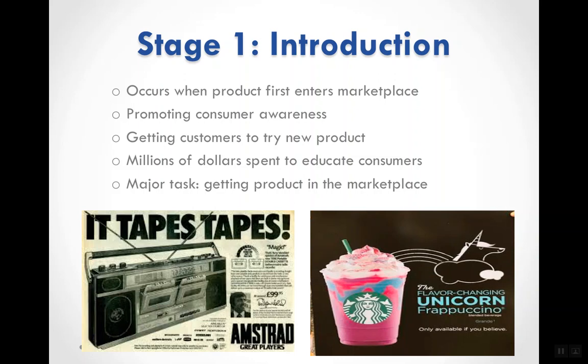The first stage of the product life cycle is the introduction stage. It occurs when a product first enters the market, promoting customer awareness about the particular kind of product, like what the product is exactly about, and getting the customer to try the new product. The major objective at this stage is that the product should be known to the customers and many of the customers should try the product.